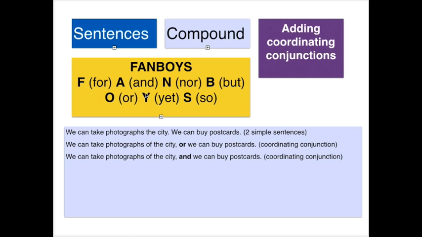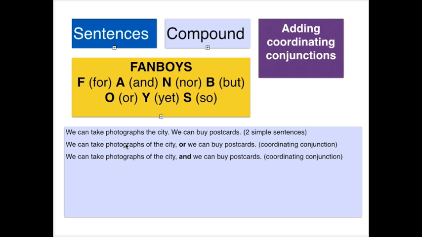And depending on which one you use, it will have the effect of slightly altering the meaning of the sentence. So if we go back to the sentence about the photographs in the city, two coordinating conjunctions being used here, which slightly alters the meaning of the sentence. The first one is we can take photographs of the city, or we can buy postcards. So the group of people here, the we, are given a choice. It's either one or the other.